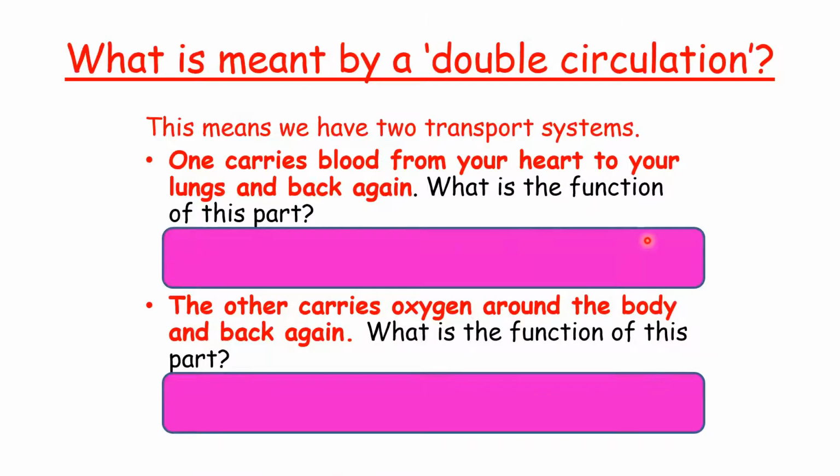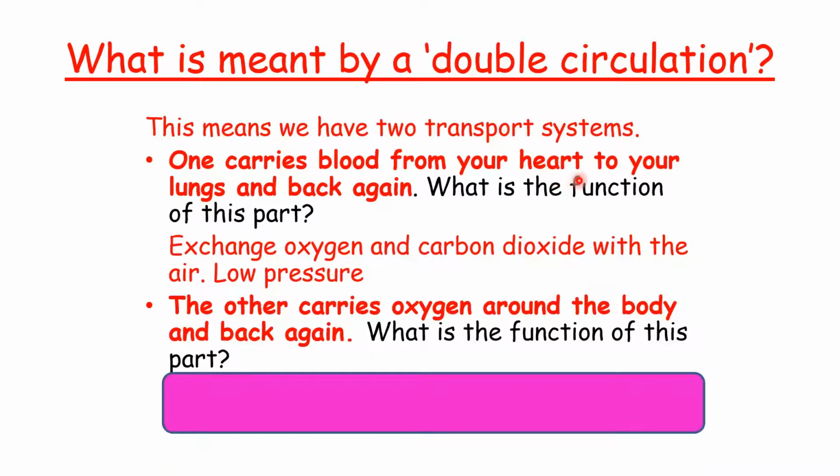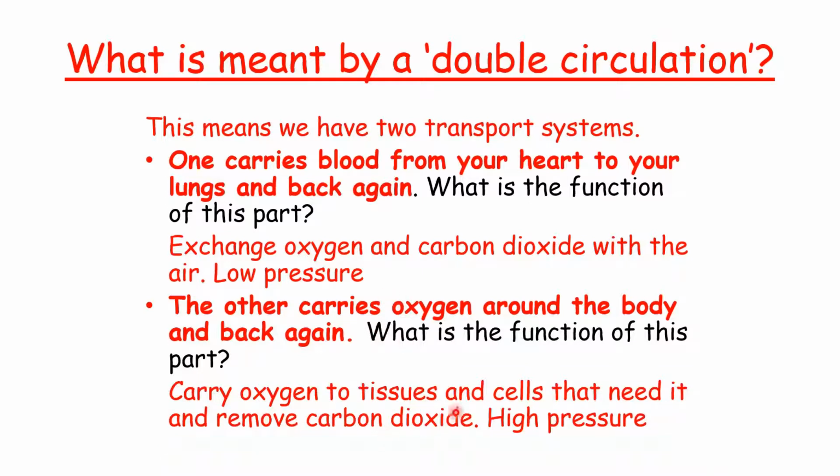So what is meant by double circulation? This means that we have 2 transport systems. One carries blood from your heart to your lungs and back again. And the function of this part is to exchange oxygen and carbon dioxide with the air. And remember, this pulmonary circuit or pulmonary circulation has low pressure. And the other is when oxygen is sent around the body, and then the blood comes back again. And the function of this part is to carry oxygen to the tissues and cells that need it and remove carbon dioxide. And this is under high pressure.